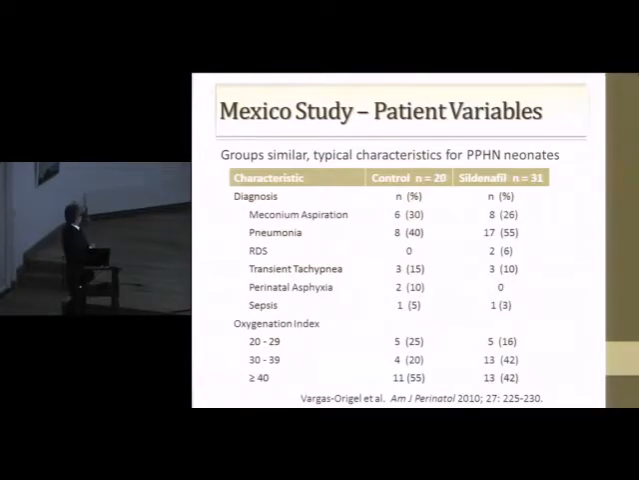Again, a typical distribution of PPHN babies, lots of meconium aspiration and pneumonia, sepsis, asphyxia, and you can see that their oxygenation indexes were scattered from 20 to greater than 40, with roughly half the babies having OIs greater than 40. So even though their entry criteria was an OI greater than 20, a significant number were having severe PPHN.